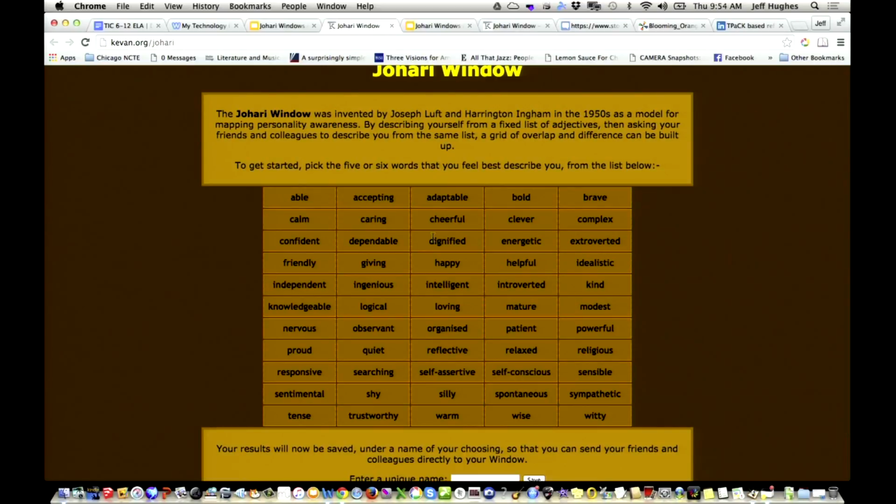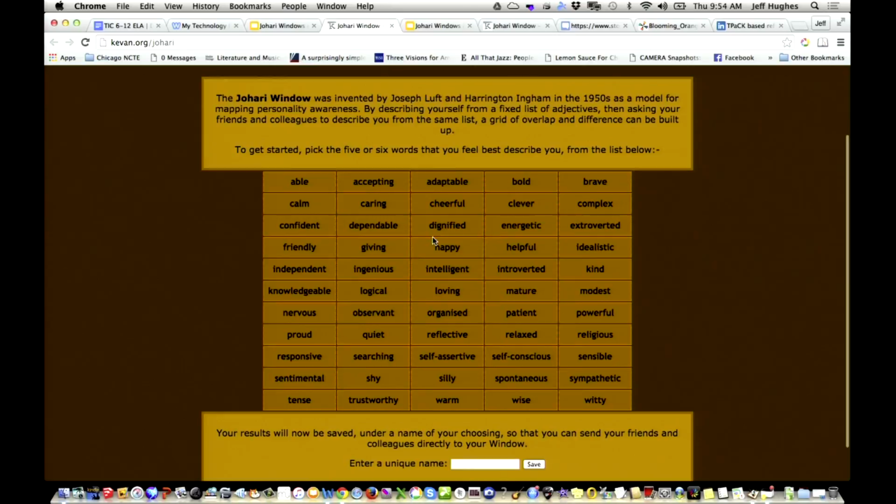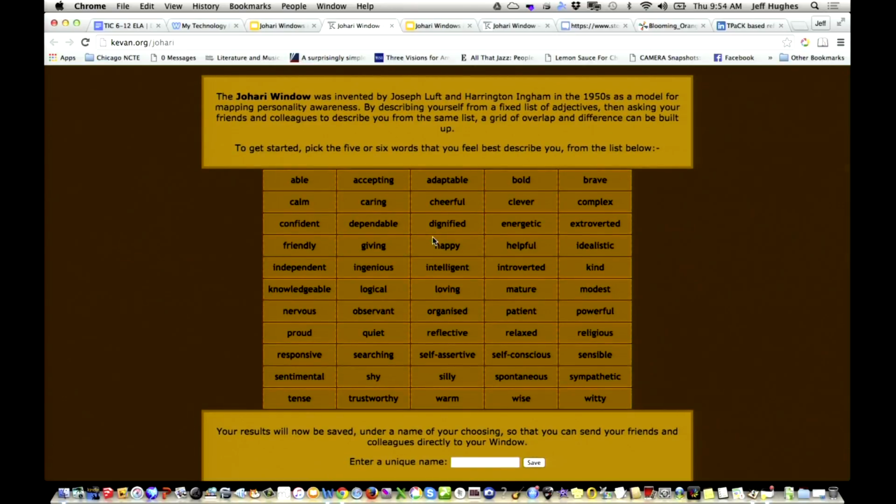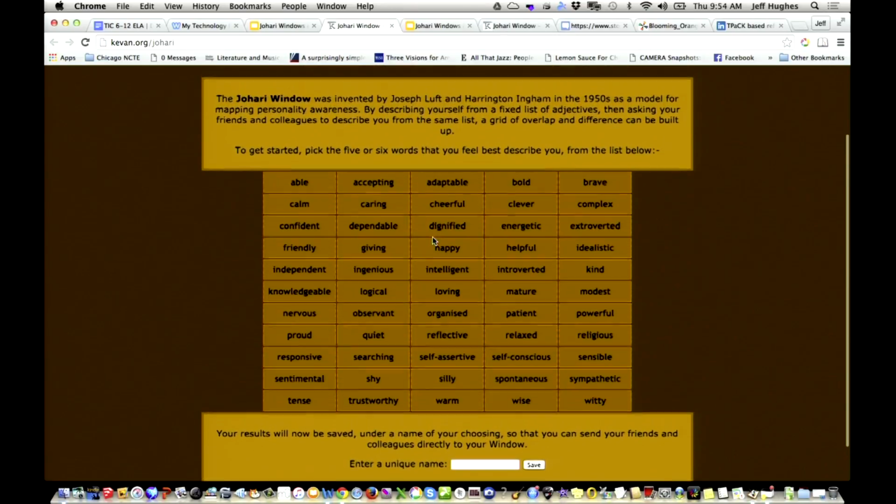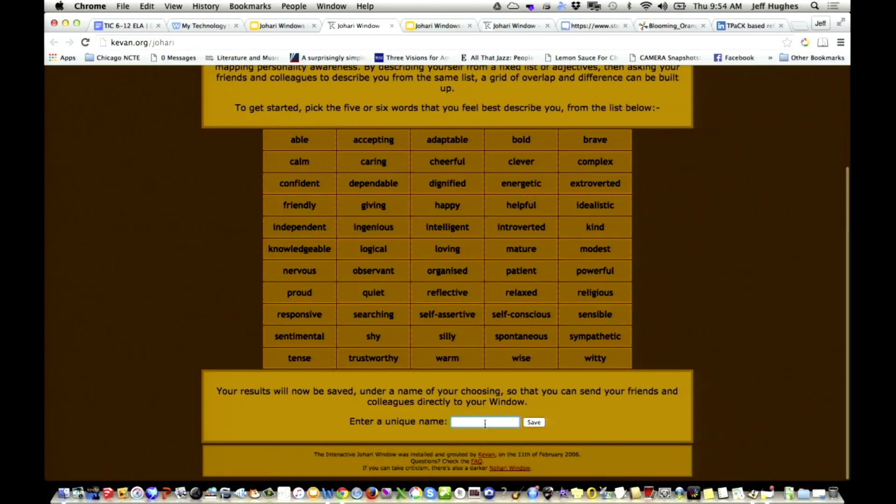Johari Window was invented by Joseph Luft and Harrington Ingram in the 1950s as a model for mapping personality awareness. So what happens is the students create a unique name. This is Bobby 378. Your results are now saved under a name of your choosing so you can send your friends and colleagues directly to your window.